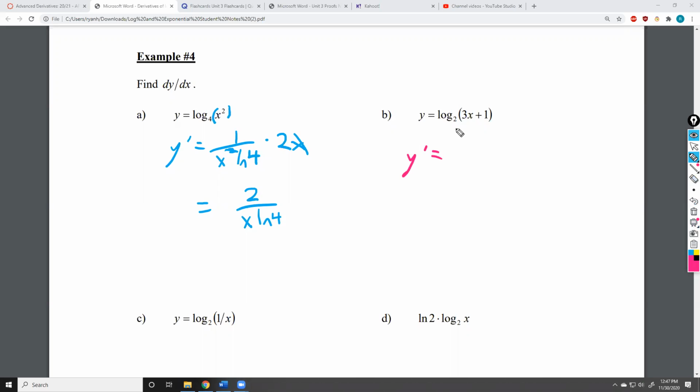Next one. Log base 2 of 3x plus 1. So 1 over whatever's inside the logarithm. But then we need to remember to stick a natural log of the base on the bottom. So natural log of 2, times derivative of the inside part, derivative of 3x plus 1. Well, that's easy. That's just 3. So we can rewrite this as 3 over 3x plus 1 times natural log of 2.